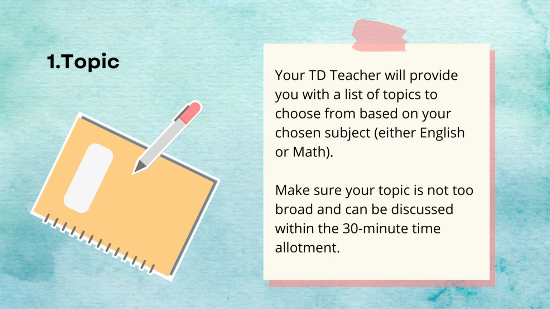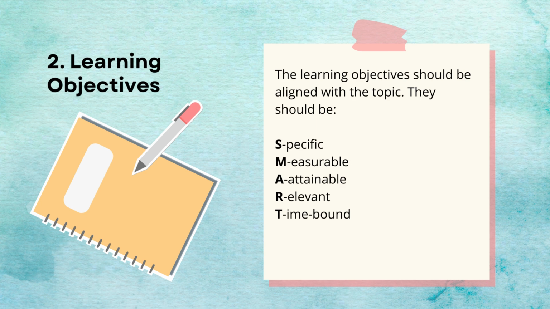Number 1, the topic. Your TD teacher will provide you with a list of topics to choose from based on your chosen subject, either English or math. In choosing a topic, make sure that it is not too broad and can be discussed within the 30-minute time allotment. Next is the learning objectives.